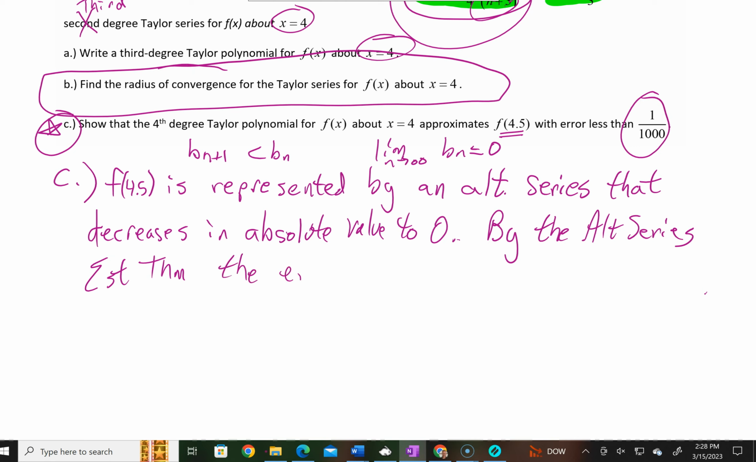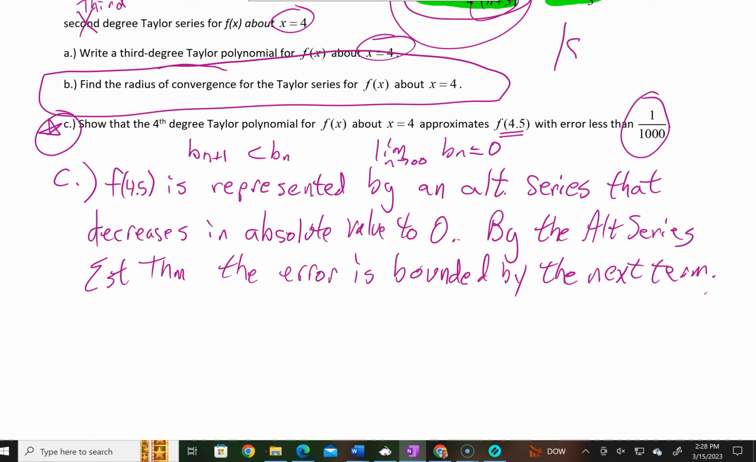the error is bounded by the next term. And you might think, whoa, what's that? By the way, I'm going to write up in the corner what that's really saying. Add up to n terms, your error bound is the b sub n plus 1. You see what I'm talking about?